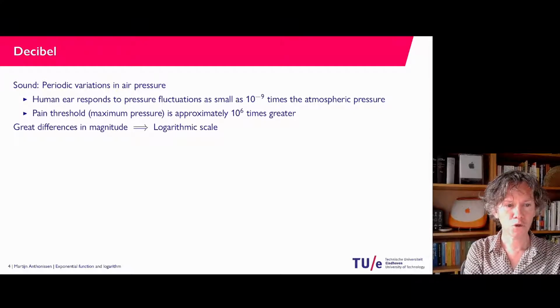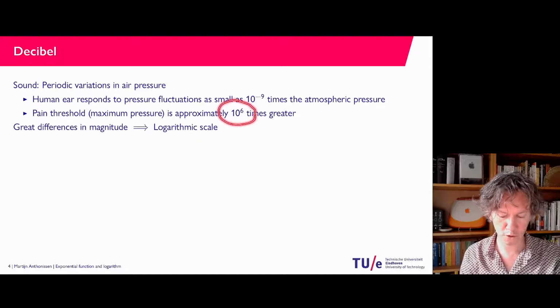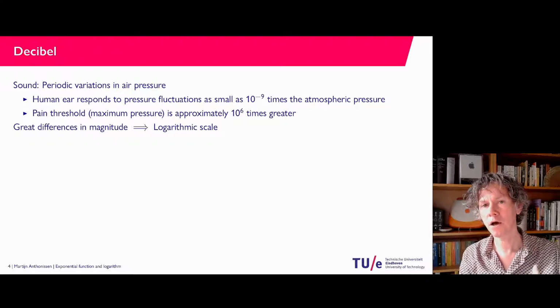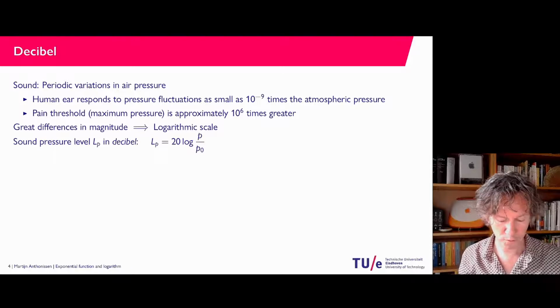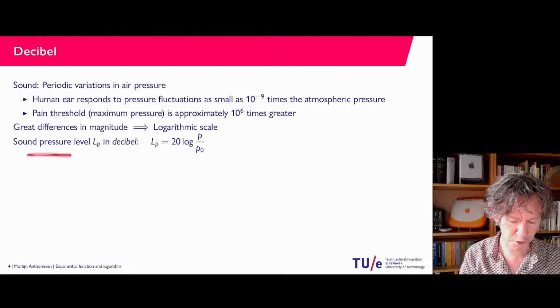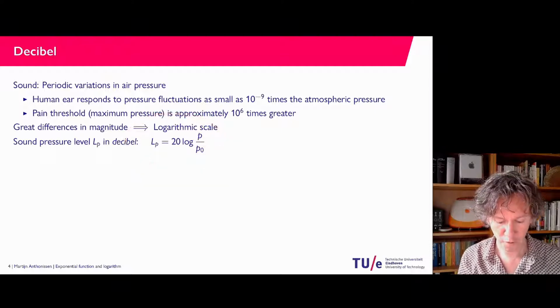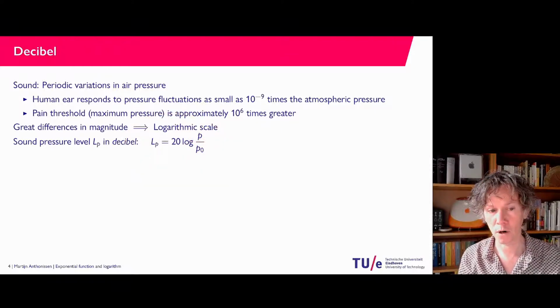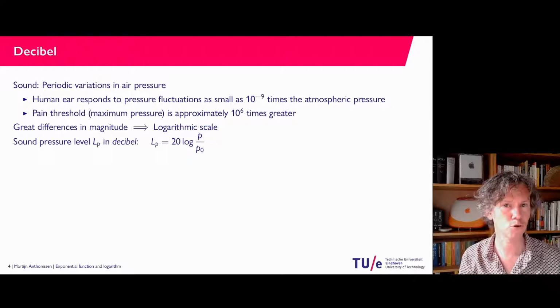The pain threshold, so the maximum pressure that your ear can reach without damage, is 10 to the power 6 times greater. So there is a factor of a million in size difference here. And for these types of scales, a logarithmic scale is very convenient. So decibel, which you probably know, is the unit of sound pressure level, and it is defined as follows: you take the current air pressure divided by the atmospheric pressure of 1 bar, and then you take the logarithm and multiply with 20. That's just for convenience so that you get nice numbers to work with.